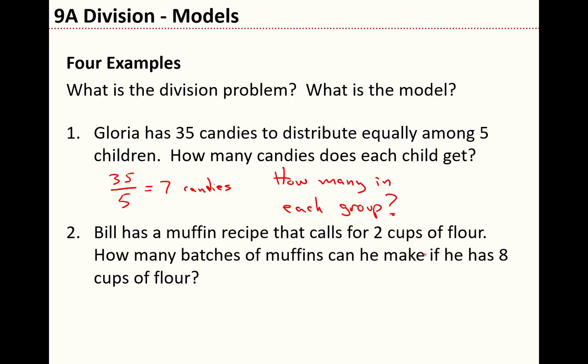All right, how about number 2? Bill has a muffin recipe that calls for 2 cups of flour. How many batches of muffins can he make if he has 8 cups of flour? So the division problem is 8 divided by 2. So the answer is 4 batches. And I think of this as an into problem. 2 into 8. It takes 2 cups to make a batch. I have available 8 altogether. So 2 goes into 8 4 times. So this is a how many groups problem.